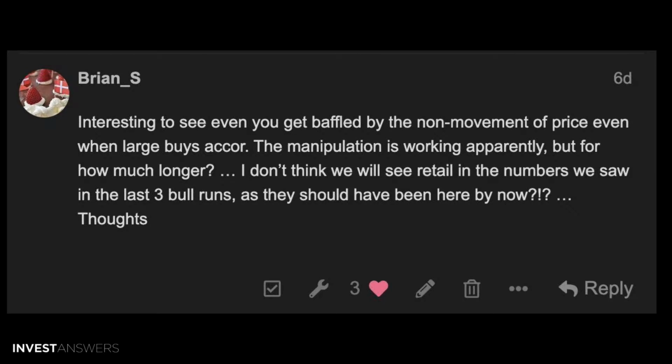Next question from Brian S. Interesting to see you even get baffled by the non-movement of price when large buys occur. The manipulation is working apparently, but for how much longer? I don't think we will see retail numbers we saw in the last 3 bull runs, as they should have been here by now. Thoughts?